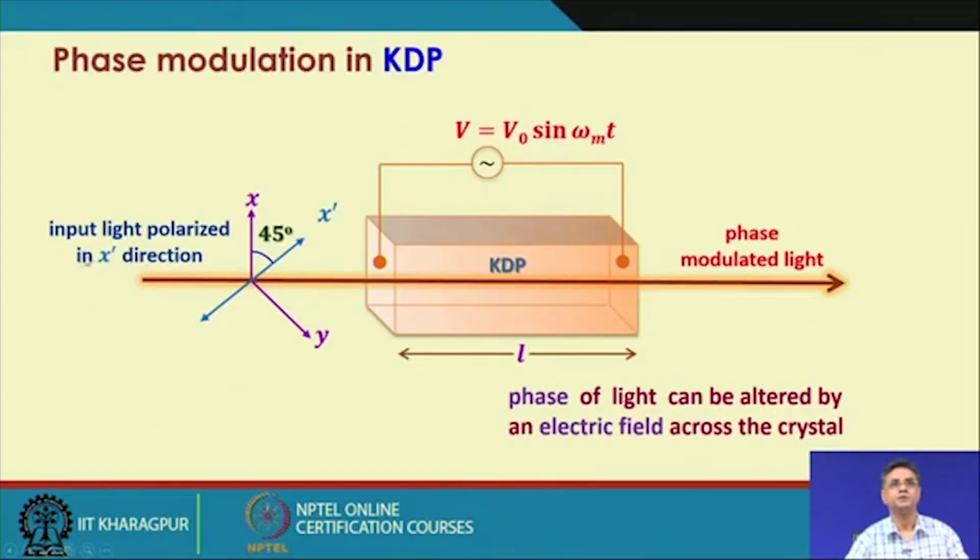So, for this configuration, the phase of the light can be altered by an electric field across the crystal if I apply a modulating voltage, which is V 0 sin omega m t, where m stands for modulating frequency. With this frequency, if I modulate the external voltage applied along the length of the crystal, then the phase of the light travelling through the crystal will be modulated.